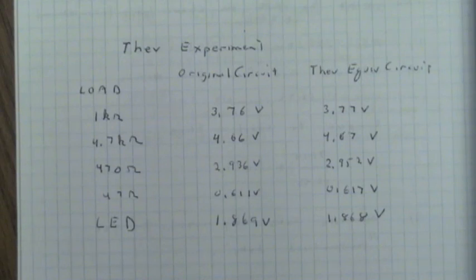Without getting too much into detail, I'd like to point out that for all the loads we used, the voltage across the load for the original circuit and for the Thevenin equivalent are within 1% of each other, certainly within experimental error of measurement, particularly when we consider that the resistors alone are plus or minus 5% components.